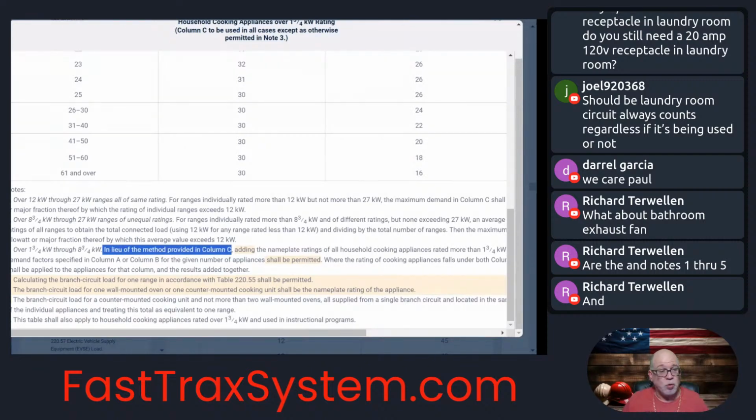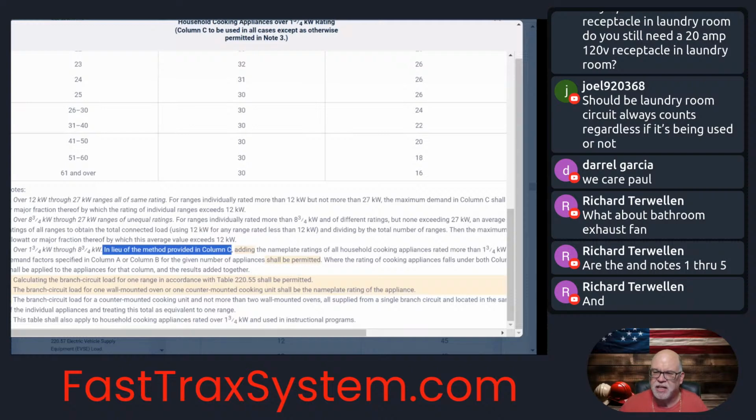It means, you know what, if you want to use column C, go for it, but in lieu of that, we'll let you use column A or column B if your cooking appliances fall under those columns, and you get to compare it. And if column A or B yields a lower result than what you would get in column C, guess what? I get to use the one that yields the best result. That's unique for the NEC because everywhere else, usually you have to take the higher value, right? But when it comes to ranges, in this example, you get to take whatever yields the lower value. Just remember that when it comes to ranges, okay?